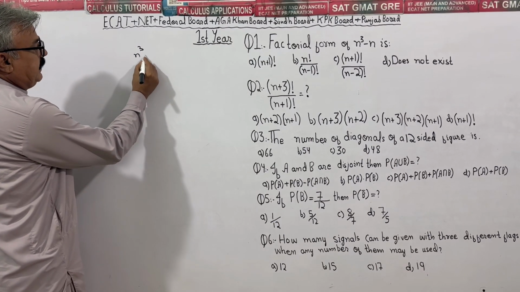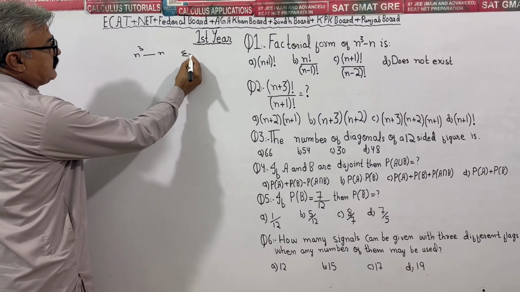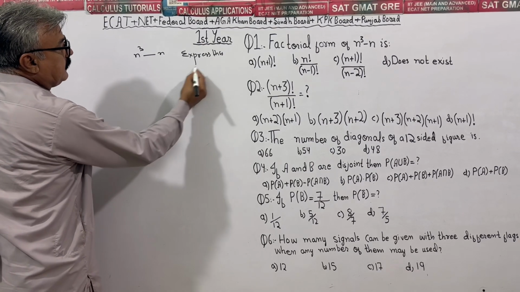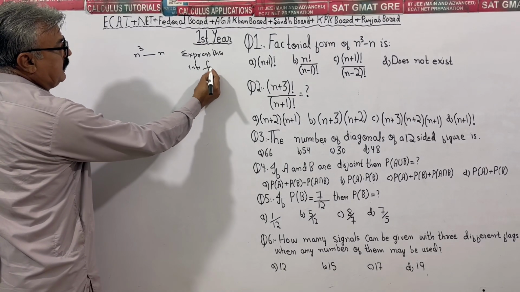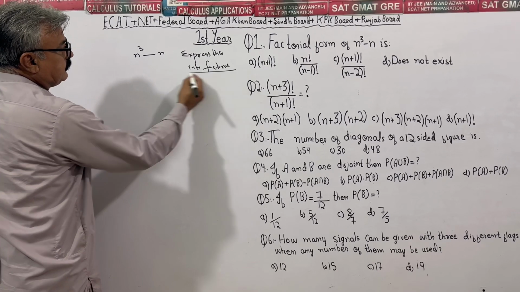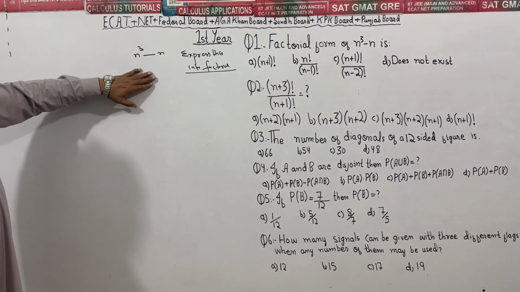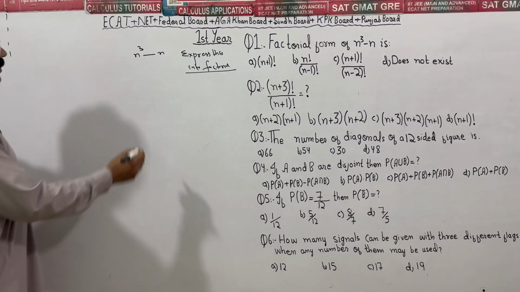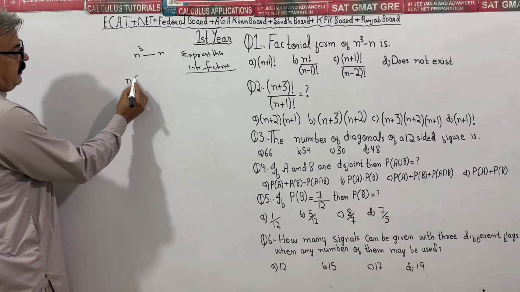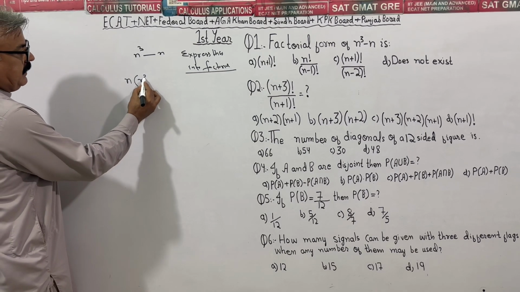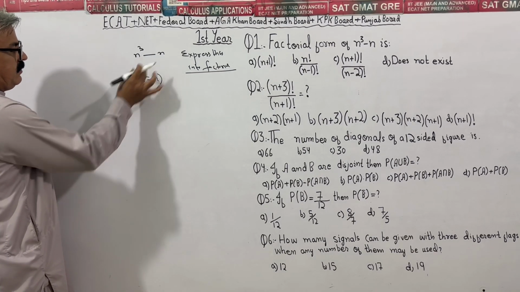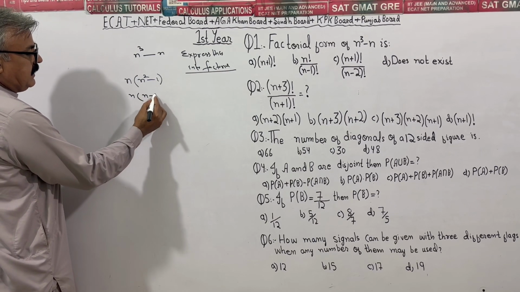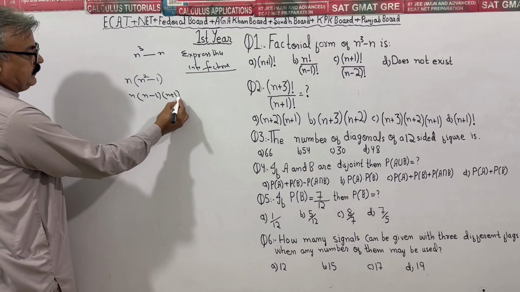n cube minus n. Express this into a factorial expression. Write this one in factorial form. Taking n common, n square minus 1. We can factor out n square minus 1 as n minus 1 and n plus 1.